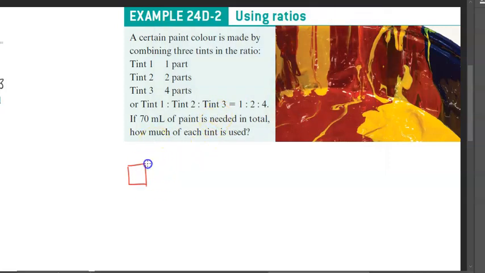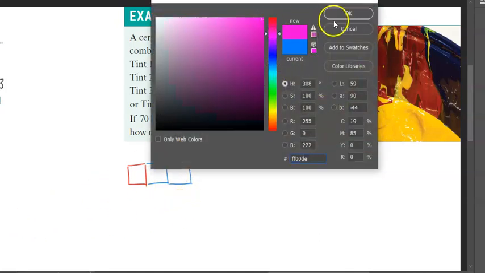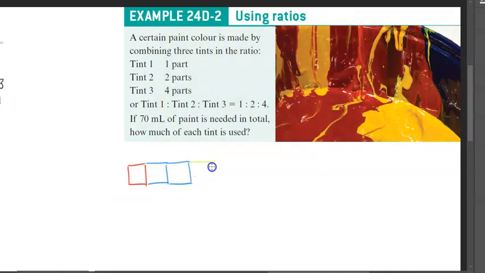Tint 2 has 2 parts, and then Tint 3, let's choose one more color, a random color. Let's go that color there. Tint 3 has 4 parts, so 1, 2, 3, 4. So this here is Tint 1, I'll just put T1, this is Tint 2, and this is Tint 3. 1, 2, and 4 respectively. If you mix this all up, you will get the required color, whatever this color is, from these ratios.